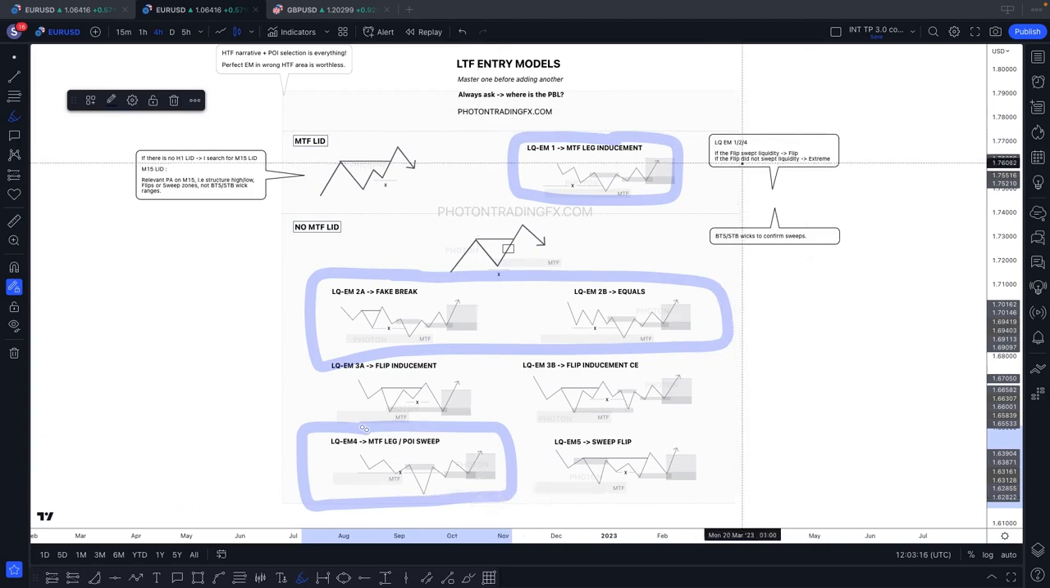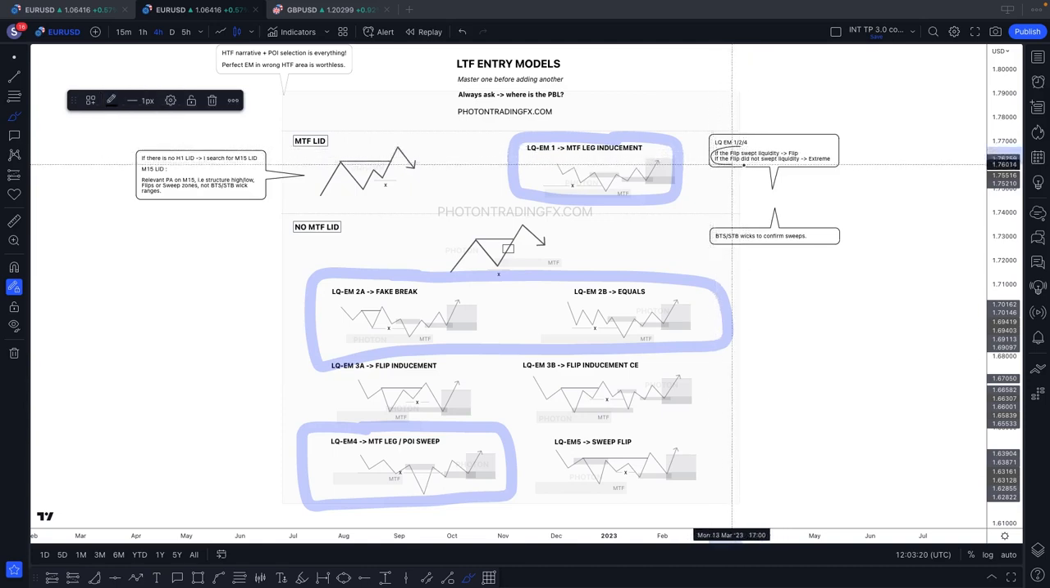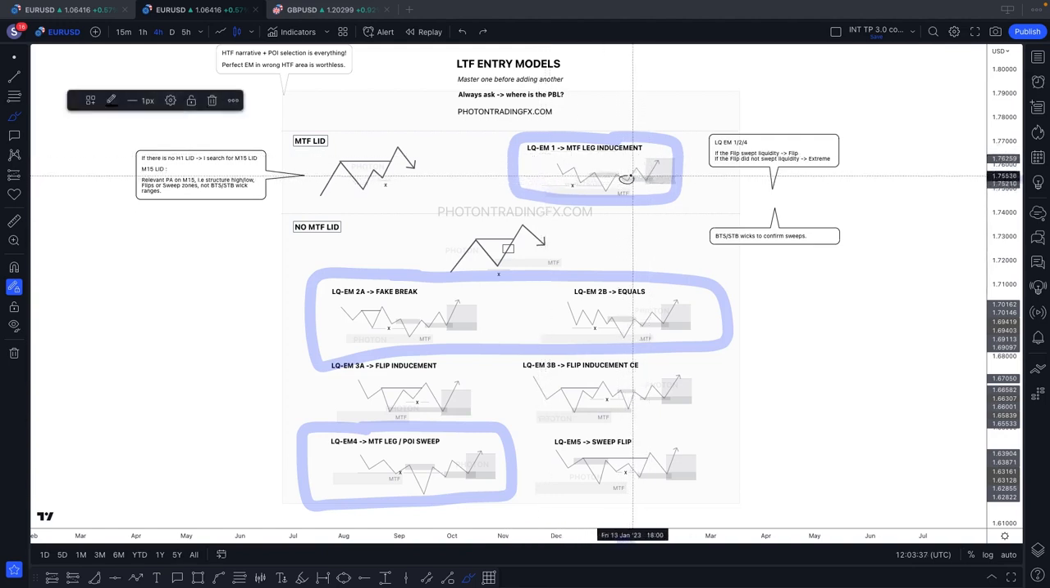In terms of entries, it is like this, as I explain here. If the flip swaps liquidity, I take the flip. If the flip did not swap liquidity, I take the extreme. Simple as that, no need to overcomplicate. So let's go to liquidity entry model number 1. If the flip swaps liquidity, I take the flip. If not, I take the extreme.